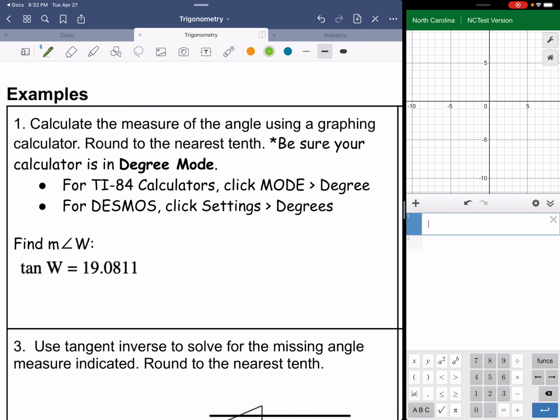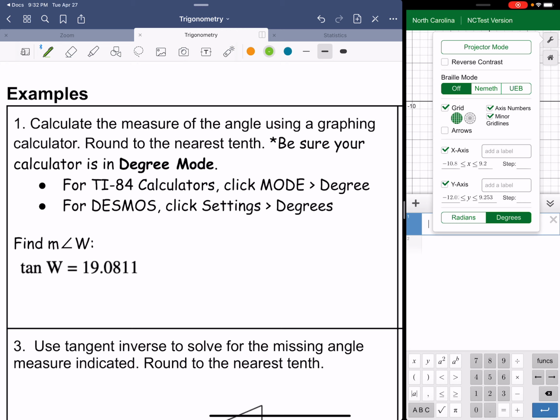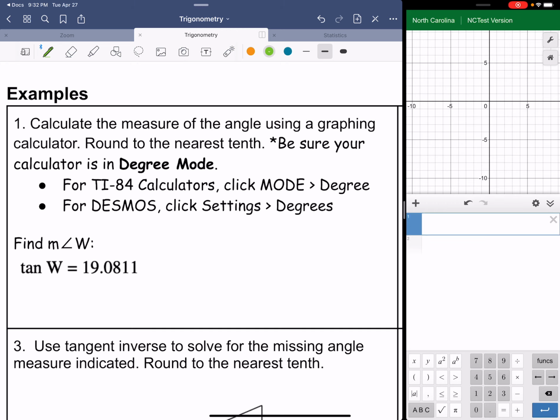In example 1, we're going to calculate the measure of the angle, rounding to the nearest tenth. We also need to make sure that our calculator is in degree mode. To find the measure of angle W, when the tangent of W is 19.0811, we need to apply tangent inverse to that decimal number. That leaves us with W equals tangent inverse of 19.0811.